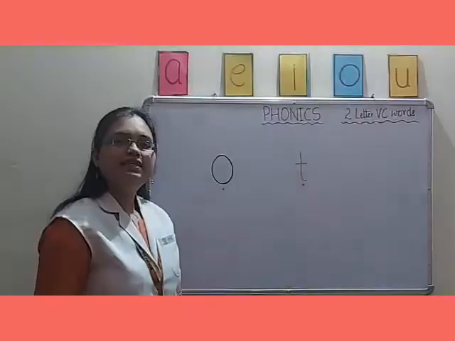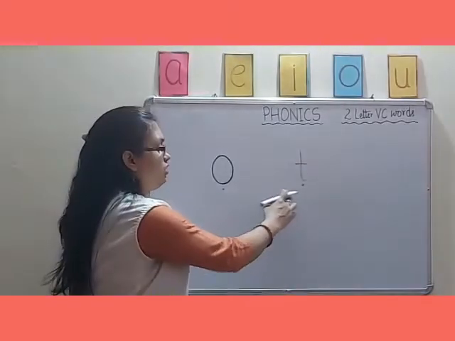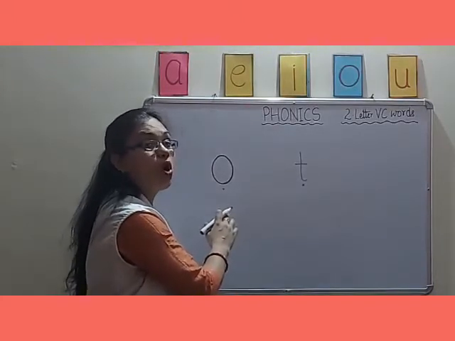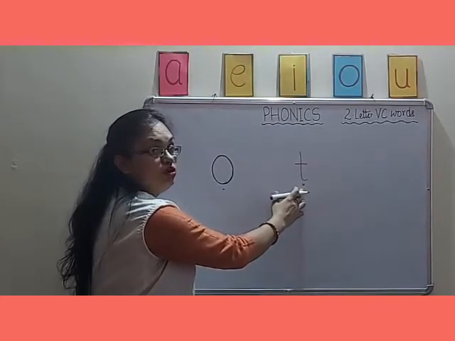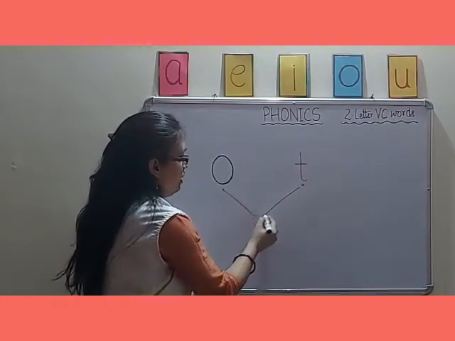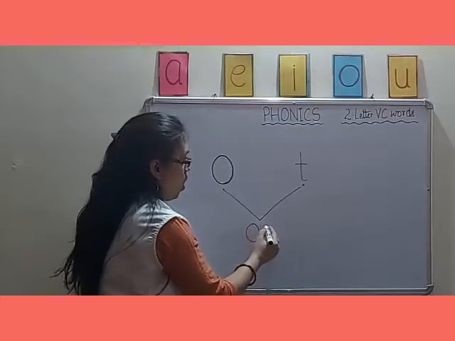So first of all, let's add letter T with the vowel O. Sound of vowel O is O. Sound of letter T, T. Together they will make O.